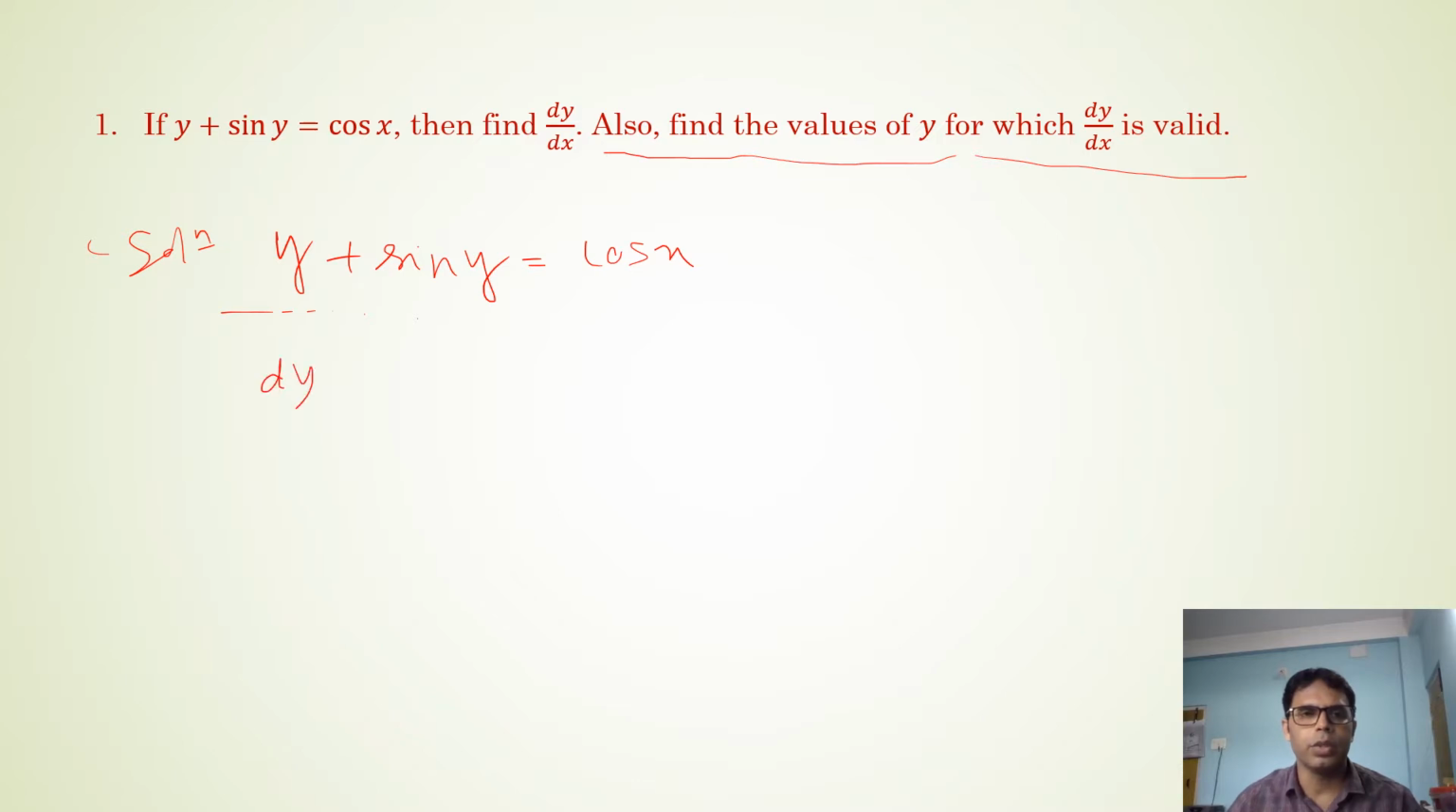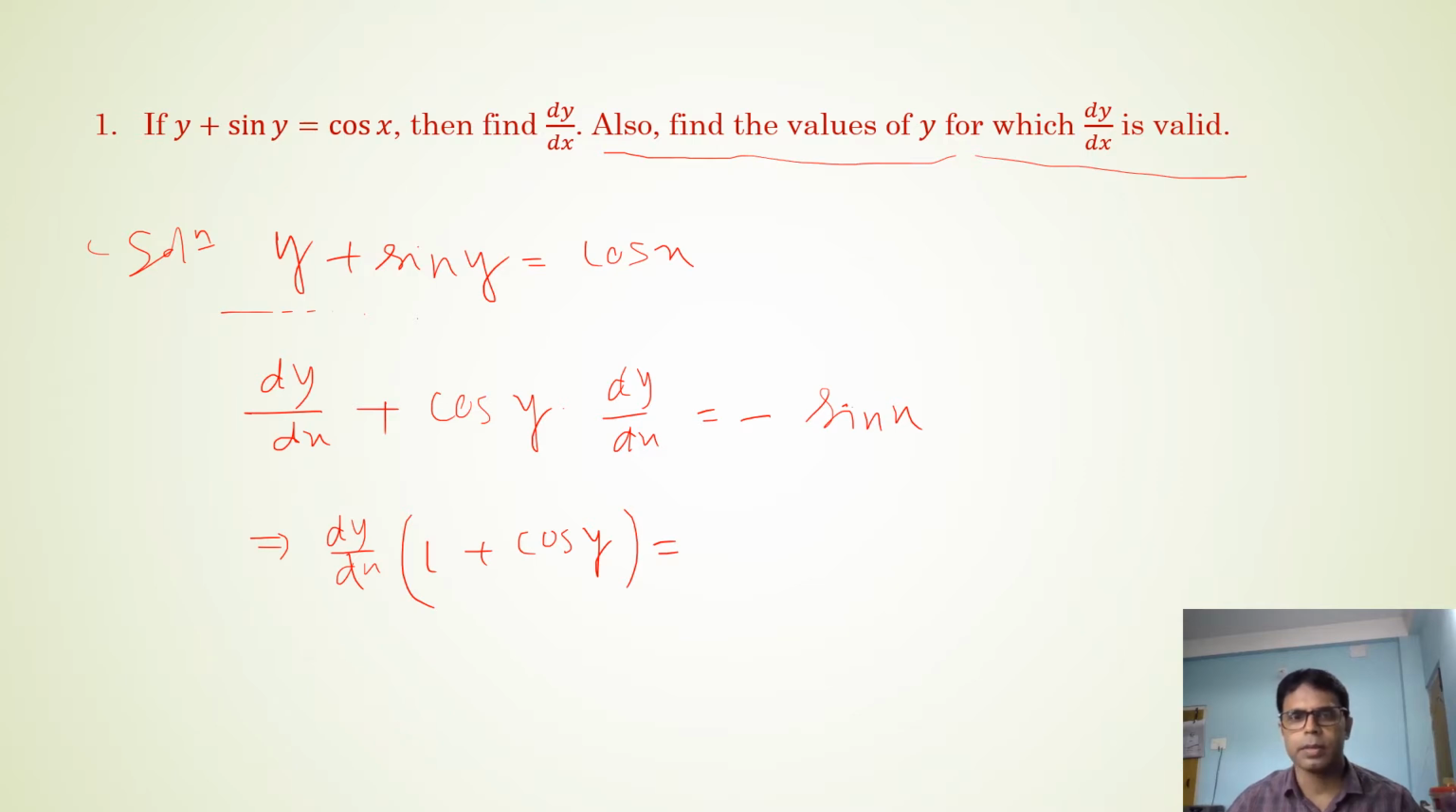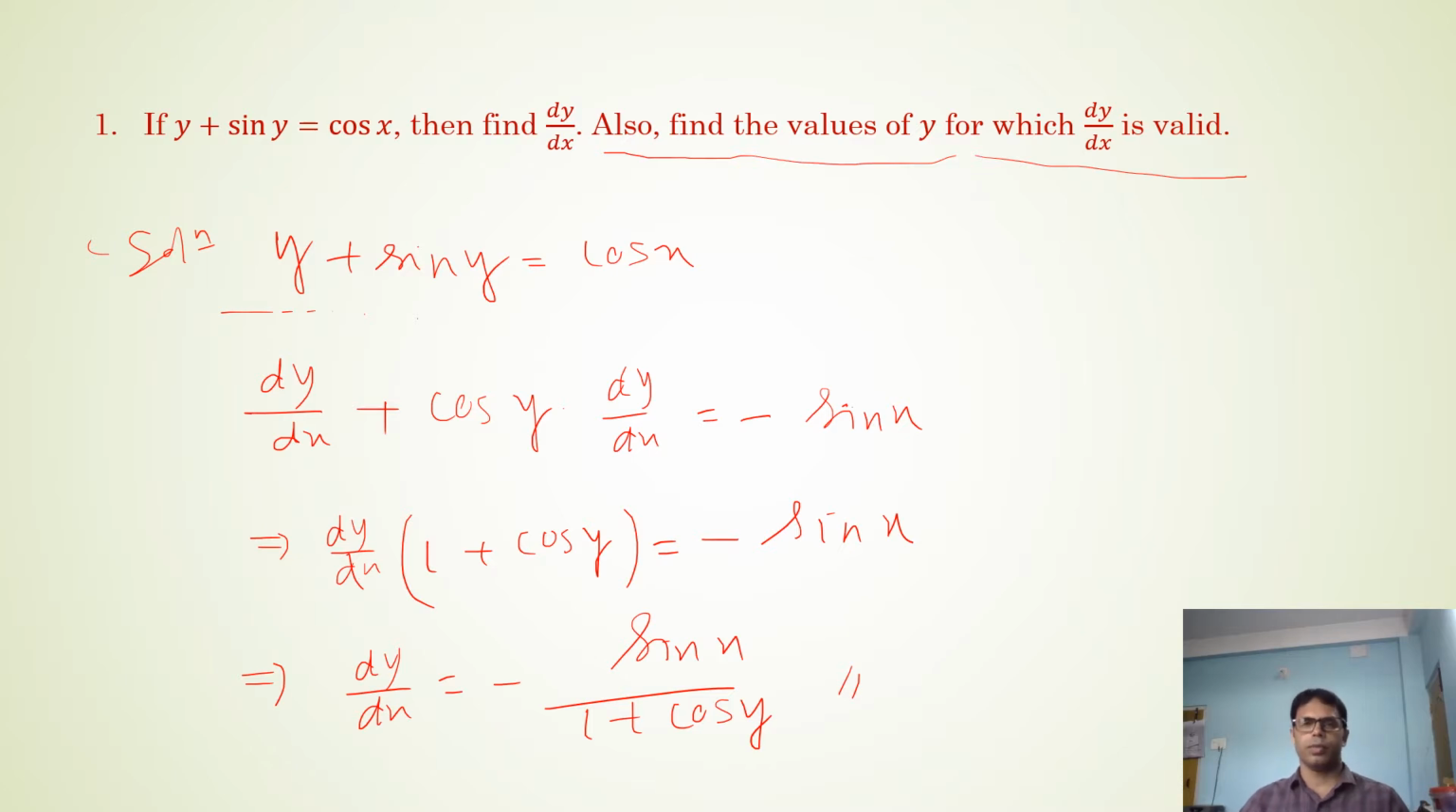Then we will get dy/dx, because the differentiation of y is dy/dx, and the differentiation of sin y is obviously cos y times dy/dx, is equal to the differentiation of cos x, which is simply minus sin x. You know this. After this you just take dy/dx common, so it will be 1 plus cos y, is equal to minus sin x. So from here we obtain dy/dx is equal to minus sin x divided by 1 plus cos y. So this is the differentiation of the function.